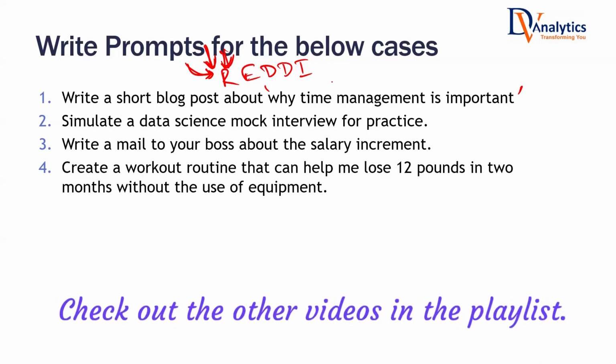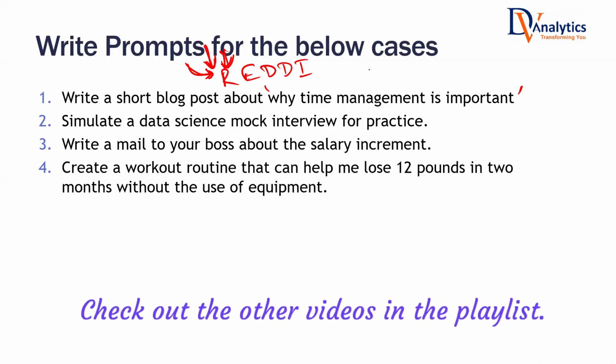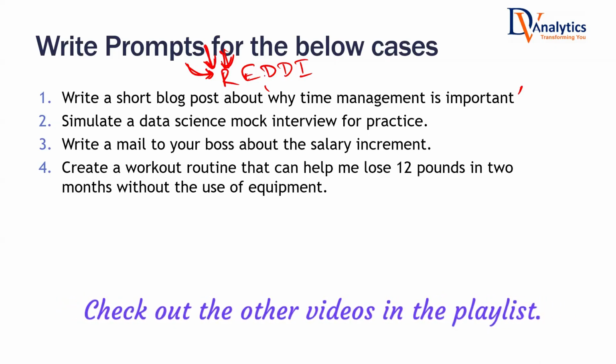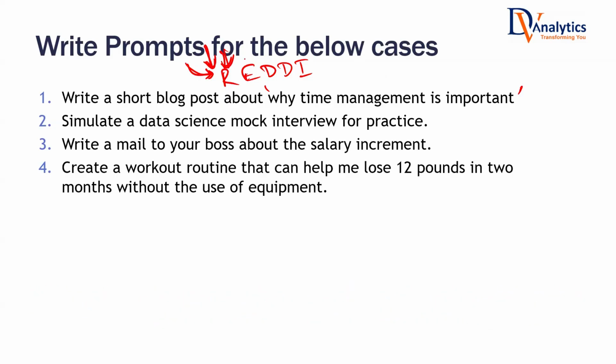And then try to give some examples. Maybe if you have some links, try to write the blog like this or something like that, or you can ignore that and give the domain and context. Then you tell that, okay, imagine you are a time management expert, or imagine you're a blog writer. I would like to generate a blog post on time management and personality development.